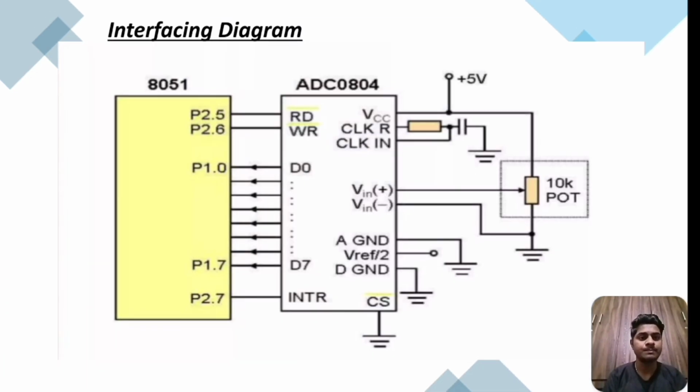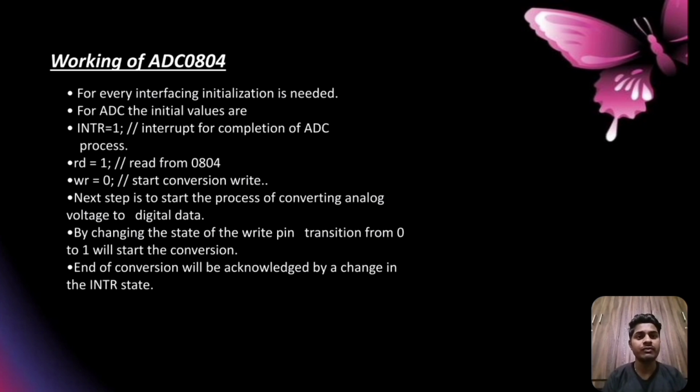Next, the interfacing diagram. This is the interfacing diagram of ADC0804 using the 8051 microcontroller. Working of ADC interfacing: for every interfacing, initializing is needed. For ADC, the initial values are INTR 1, RD 1, and WR 0. To signal the completion of the ADC process, we use the INTR. For the read pin the value will be 1, and to start the write conversion, the value will be 0. The next step is to start the process of converting analog to digital data.